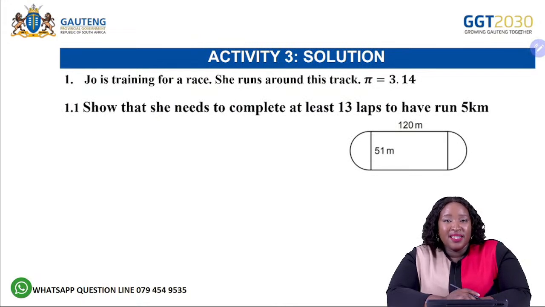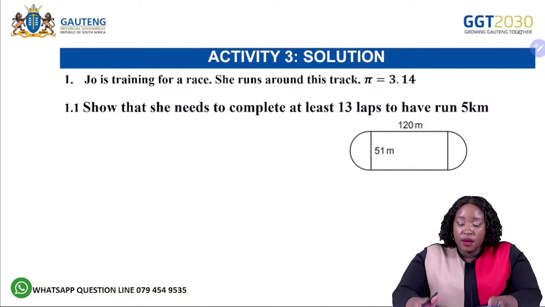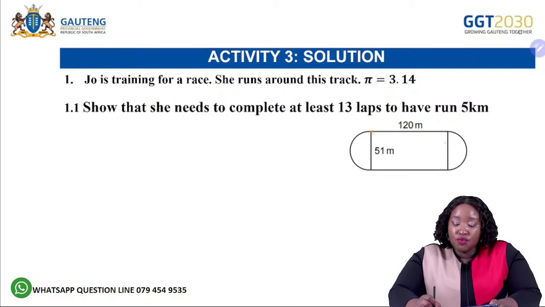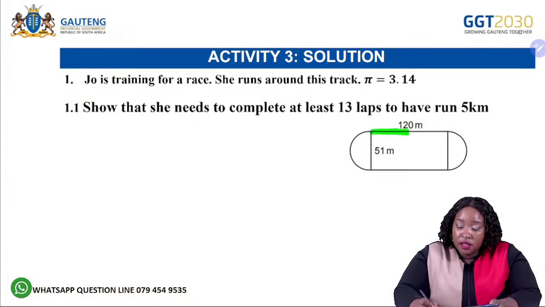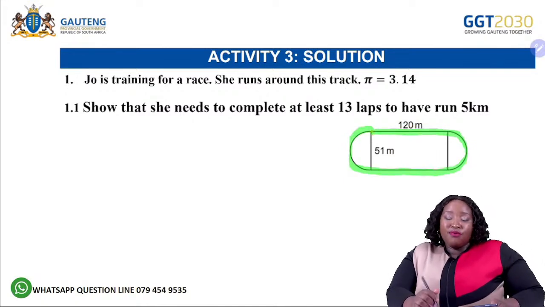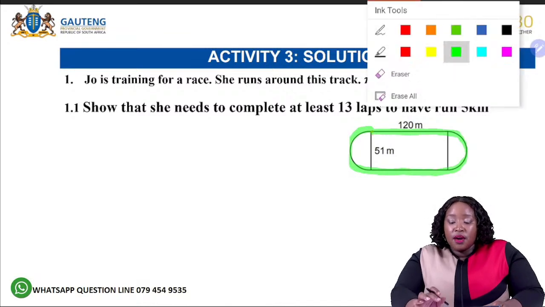Let's start off by understanding what the question is telling us. So they are telling us that this is a track. Think of the track you have at school, your stadium or your sports center, right? And this is what the track looks like. So Joe's training for a race. She runs around this track. So running around this track would mean that we only have to look at the distance on the outside of this shape like that. Agreed? Right. So that means the 51 meters would not be included when we check the distance that she has run.